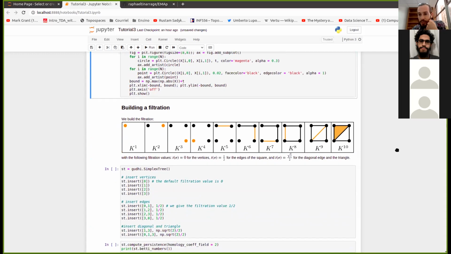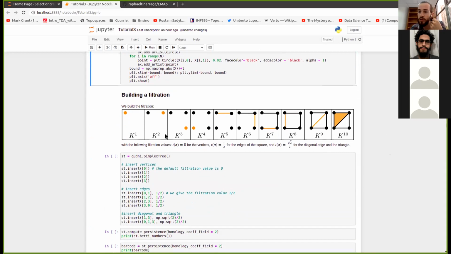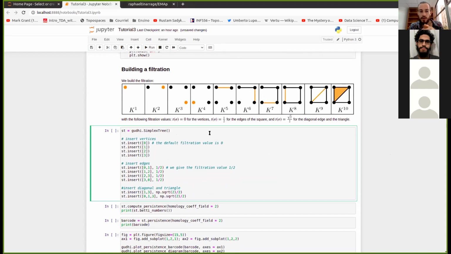I will start by showing you how to build a filtration in GUDHI. A filtration, we have seen, is an increasing sequence of simplices, and you have to associate every simplex with a value t. For instance, in the Čech complex, the nerve of the balls, the value when you insert a simplex is the moment where the balls intersect. But you can design any filtration you want in GUDHI.